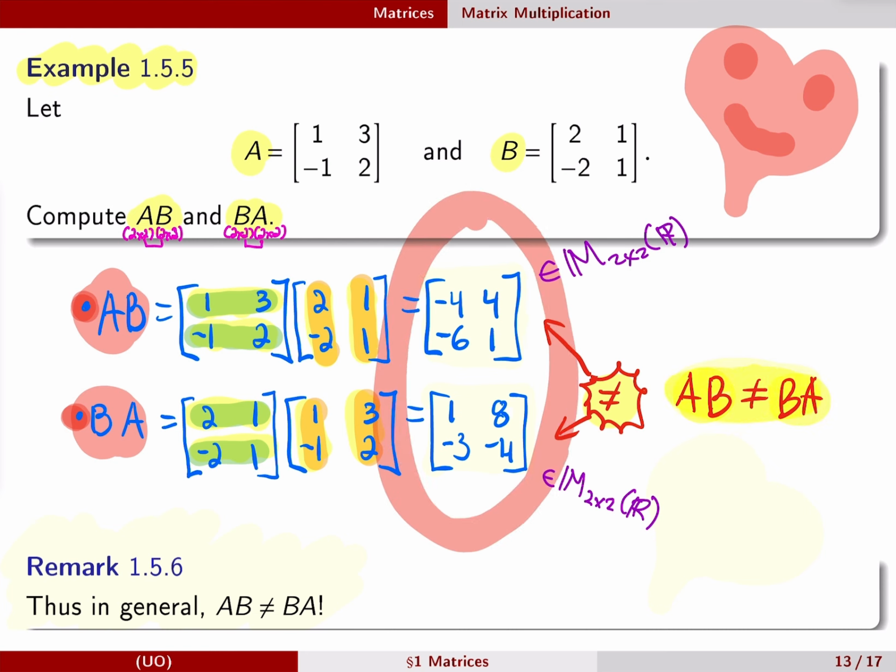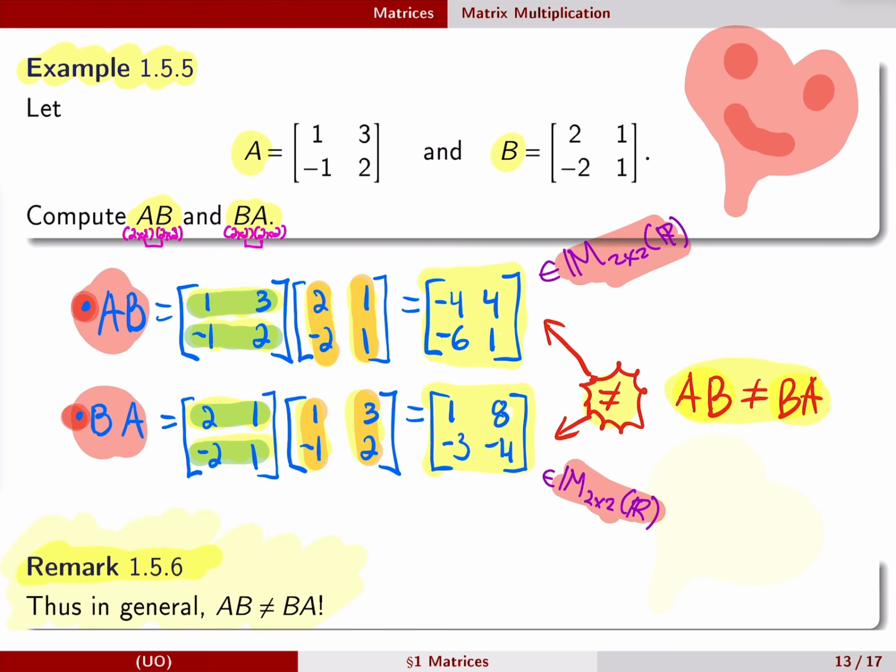So even if both of them are nice 2 by 2 square matrices, their entries are not the same, and the product is not commutative, even in the case when they're both defined, and even in the case when they both have the same dimension. So that remark in general: AB is not equal to BA.